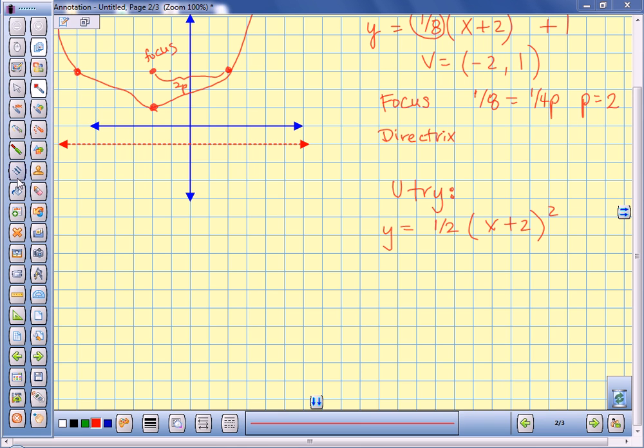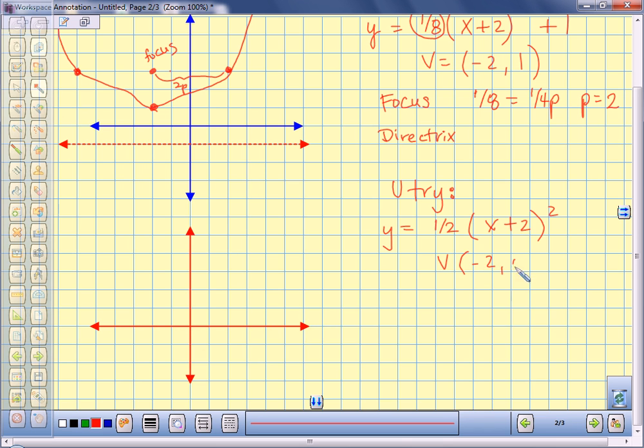Okay, now let's take a look at what we should have here. So if we sketch this one, it has a vertex at the point (-2, 0). So we're going to plot that right here, (-2, 0). If we look at our p, we get 1/2 equals 1 over 4p. So what does p have to be? If you can't tell, cross multiply, p is 1/2. So if I go up 1/2, I have my focus. If I go down 1/2, I have my directrix.